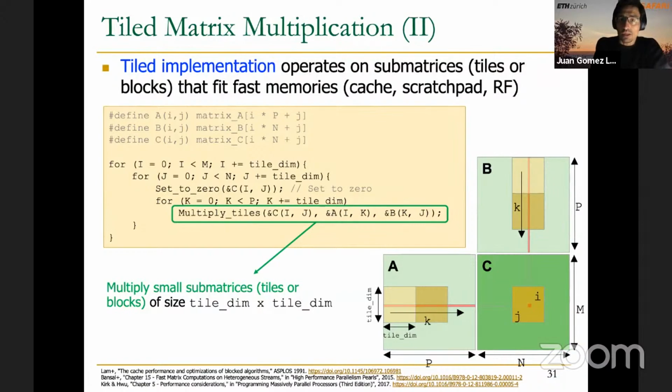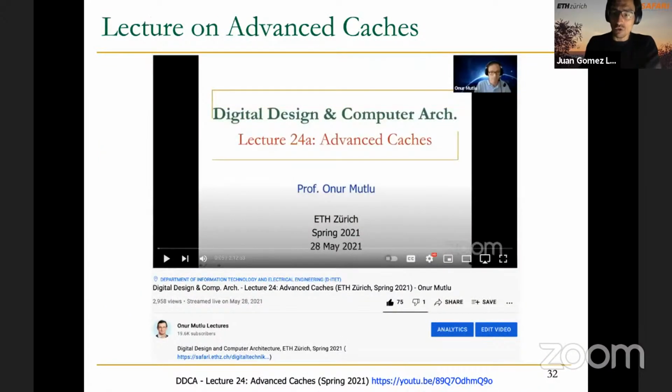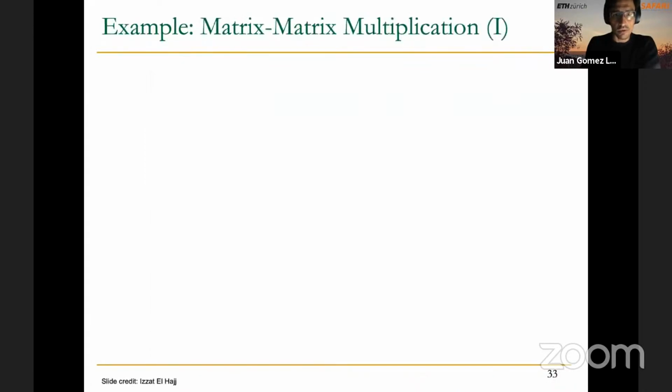actually done, let's say, transparently in a CPU, because there we have hardware-managed caches, so the programmer doesn't need to explicitly move the tiles to the cache. The hardware is going to do that for us. And if you want to learn more about how caches work, especially on CPUs, you can watch this lecture by Professor Mutlu delivered in the past spring semester. But now let's continue talking about GPUs.